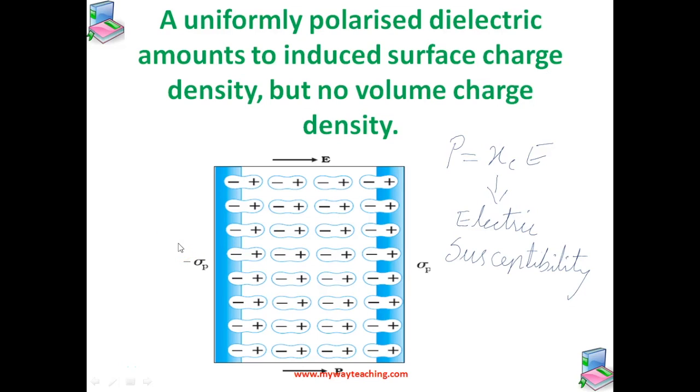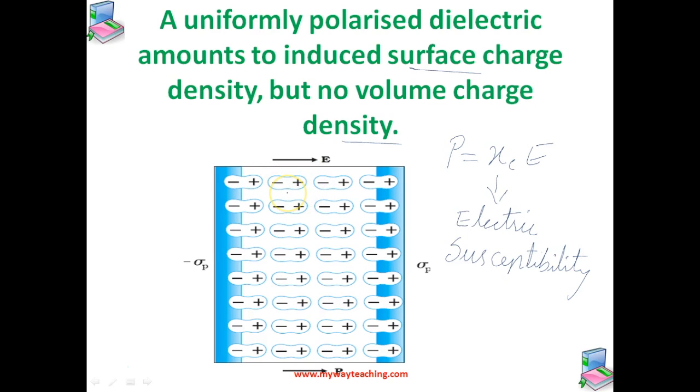So in this figure you can see a uniformly polarized dielectric amounts to induced surface charge density but no volume charge density. The common question is, how does the polarized dielectric modify the external field inside it? So now let us consider a rectangular dielectric slab placed in a uniform electric field E0 parallel to two of its faces, as you can see in this particular figure. This field causes a uniform polarization P of the dielectric.